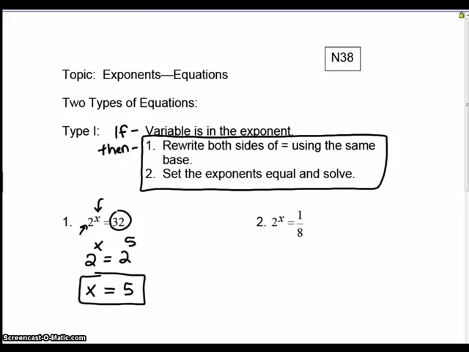On example number 2, the base is 2, x is the exponent. So 2 to the x power. We're going to use a base of 2. Now, since this is a fraction, we need to be thinking here. 2 to the 3rd power equals 8, but this is a fraction, so if I put a negative exponent, it'll be the reciprocal. So 2 to the x power equals 2 to the negative 3 power. x equals negative 3.